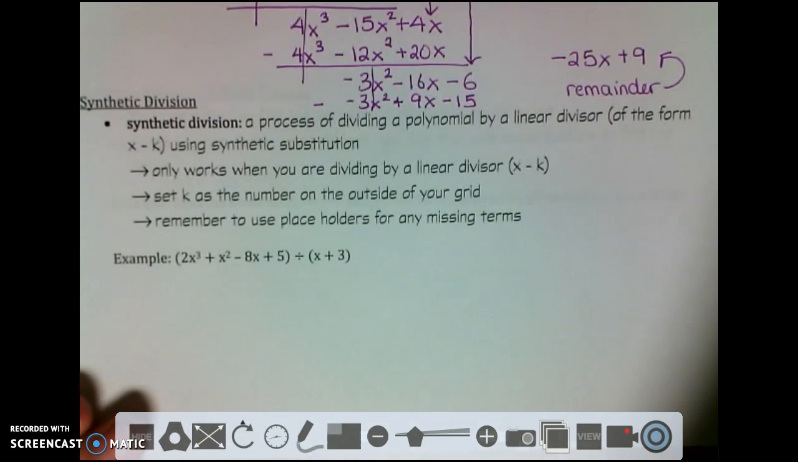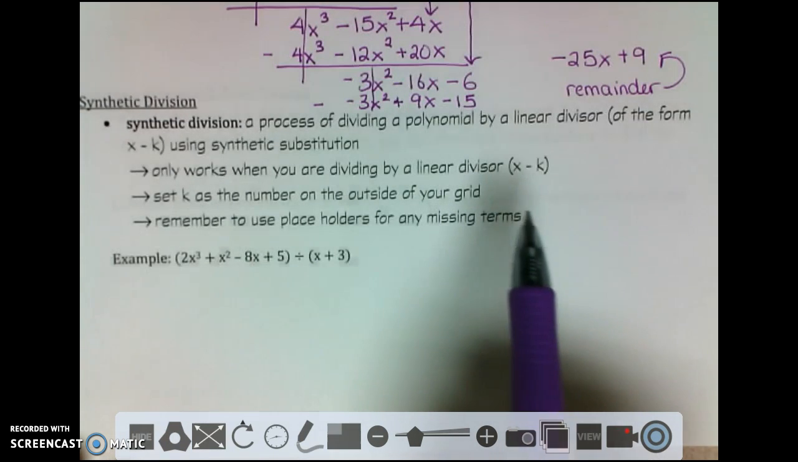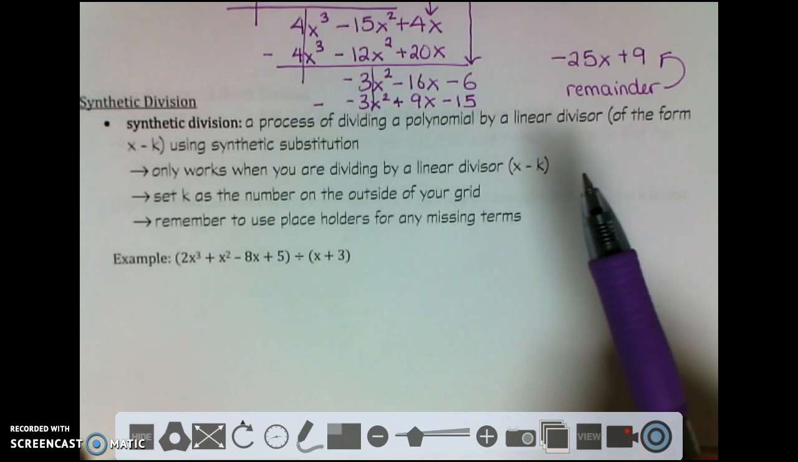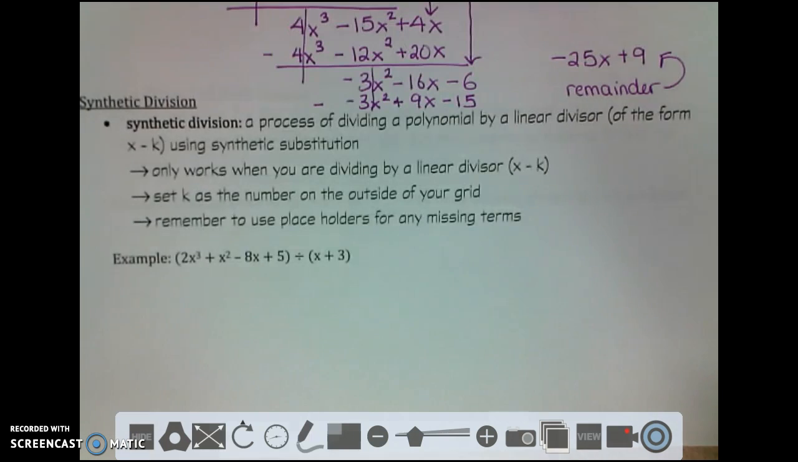Now, synthetic division works a lot like synthetic substitution. It is, in fact, the process of dividing a polynomial by a linear divisor of the form x minus k using synthetic substitution. So what you need to remember is that you can use polynomial long division or synthetic division, but you can only use synthetic division if you are dividing by a linear divisor. So if you're dividing by an x squared term, or an x cubed term, you cannot use synthetic division. You have to use polynomial long division. But if you have a linear divisor, x minus k, then you can solve using synthetic division.